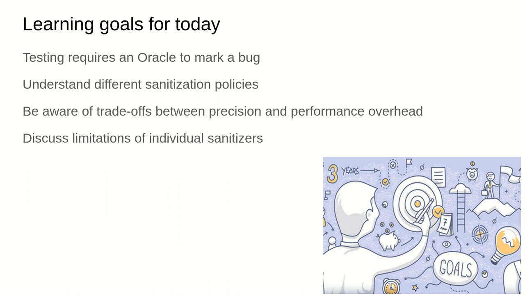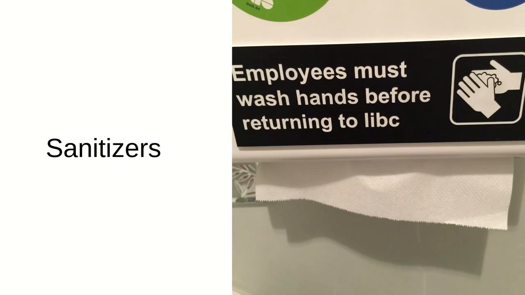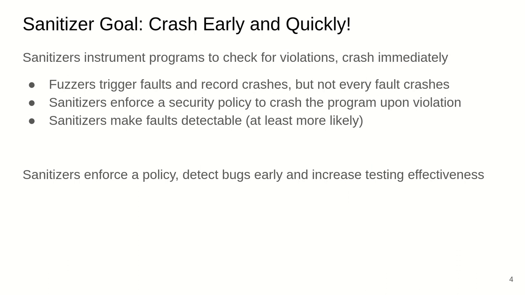We also want to understand different sanitization policies and how sanitizers can enforce strong policies. Be aware of the trade-offs between precision and performance overhead, and discuss the limitations of individual sanitizers. As we're focusing on sanitizers, we have to make sure to understand the necessary goals and how sanitizers actually enable us to find new kinds of issues that are different from other parts that we would be able to find without sanitizers. The key goal of sanitizers is to crash early and quickly.